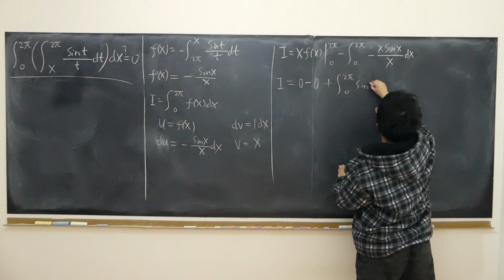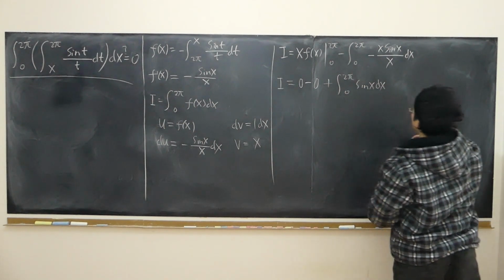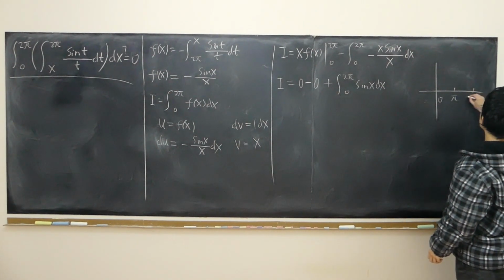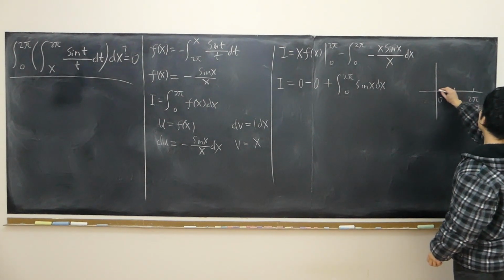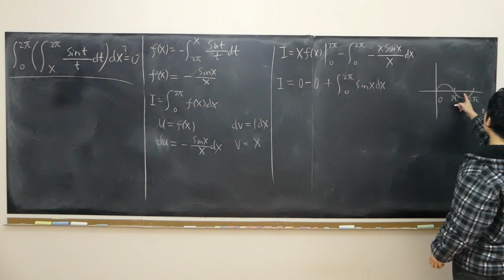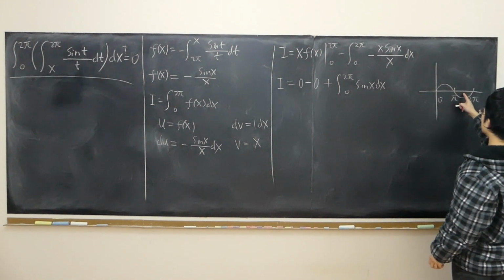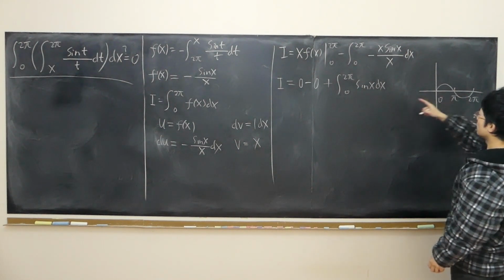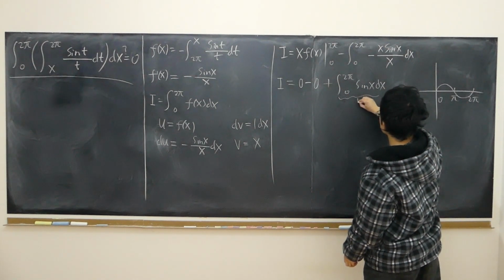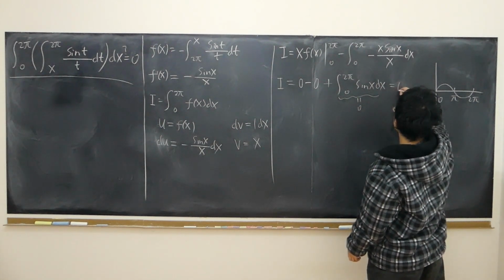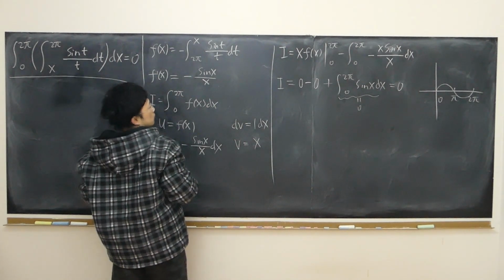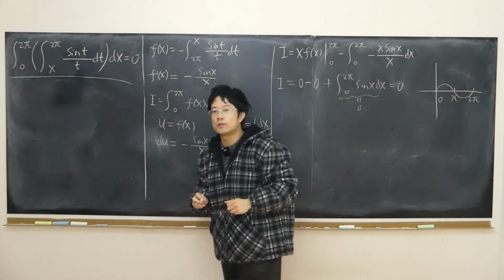Of sine x dx. Now, the graph of sine from pi to 2 pi looks something like that, right? So easily the magnitude of this area equals the magnitude of this area. They just happen to have opposite signs, so therefore the area is equal to 0. So this is automatically just 0. So in the end, I have 0. So indeed, the integral is equal to 0. So I'm done.